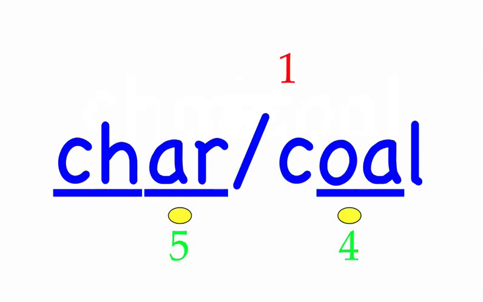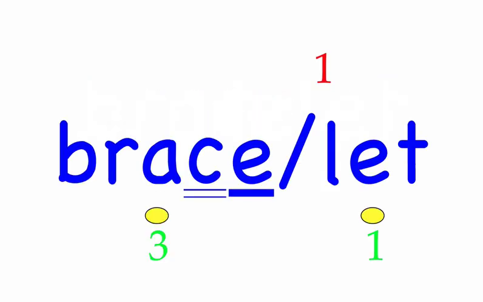Charcoal. Bracelet. Bracelet. I lost my bracelet at the park. Bracelet. Brace has 4 sounds. B, R, A, S. Let, 3 sounds. Ul, E, T. Bracelet. Mark the word. Bracelet. In this word, E has 2 jobs, the silent E. It's causing the C to represent its second sound. It's also causing the A to represent its long sound.